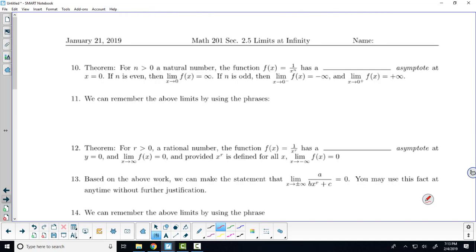So that's summarized right here. 1 over x to the n has a vertical asymptote at x equals 0. Specifically, if n is even, then the limit is infinity. That's what we saw on the previous page. But if the power is odd, then it depends on the direction of approach. So this is just a summary of what you saw on the previous page. Hopefully it doesn't look like gobbledygook to you. Because if it does, you need to spend a little bit of time getting more comfortable with this math notation.